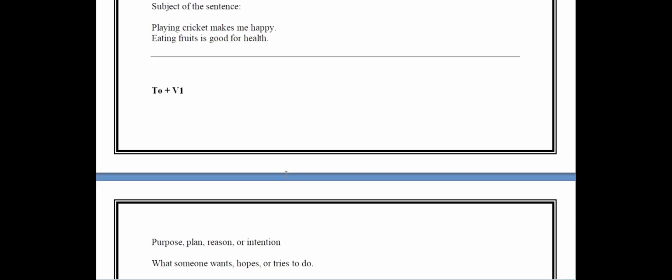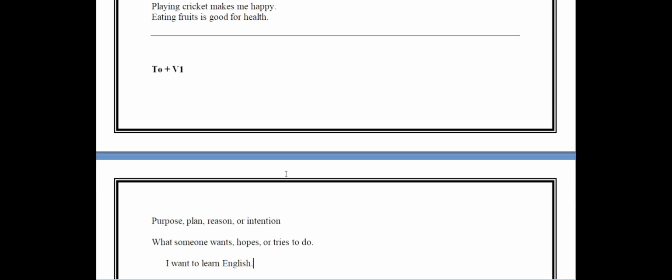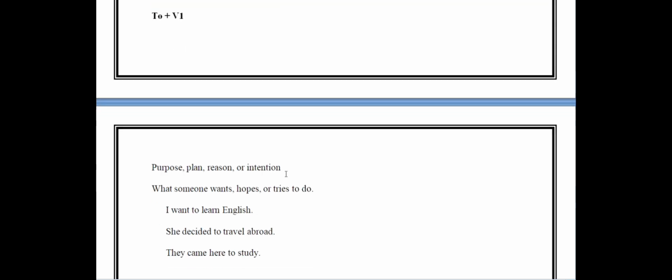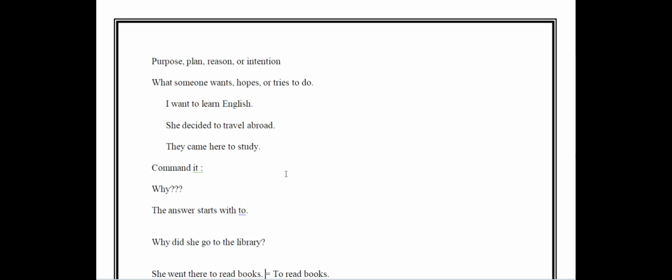Now, the next part is to plus infinitive. To plus V1. What is it used for? If there is a plan, there is a purpose, there is a reason, or you have an intention, we use the form to plus V1. For example, when someone wants or hopes or tries to do something, we use to plus V1. For example, I want to learn English.